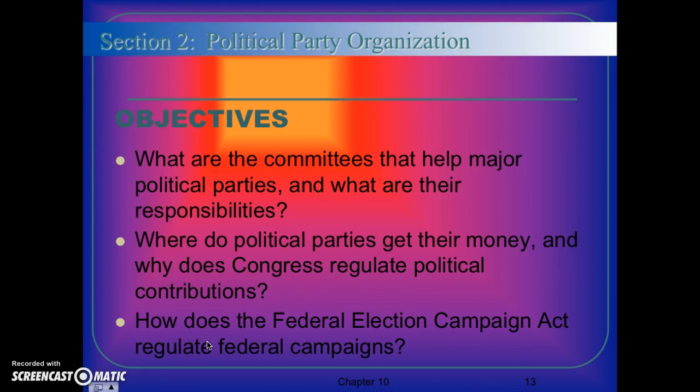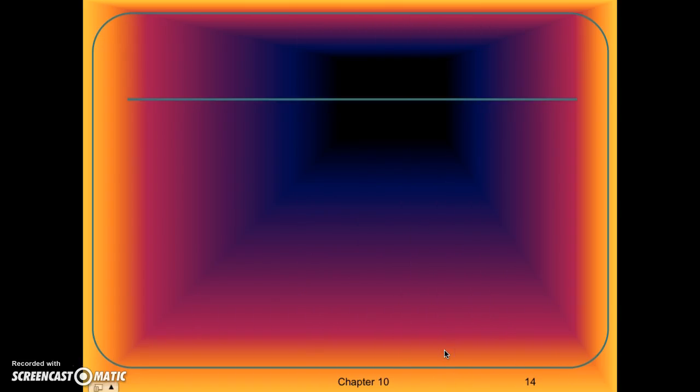So our objectives: what are the committees that help major political parties and what are their responsibilities? Where do political parties get their money and why does Congress regulate political contributions? And how does the Federal Campaign Act regulate federal campaigns?